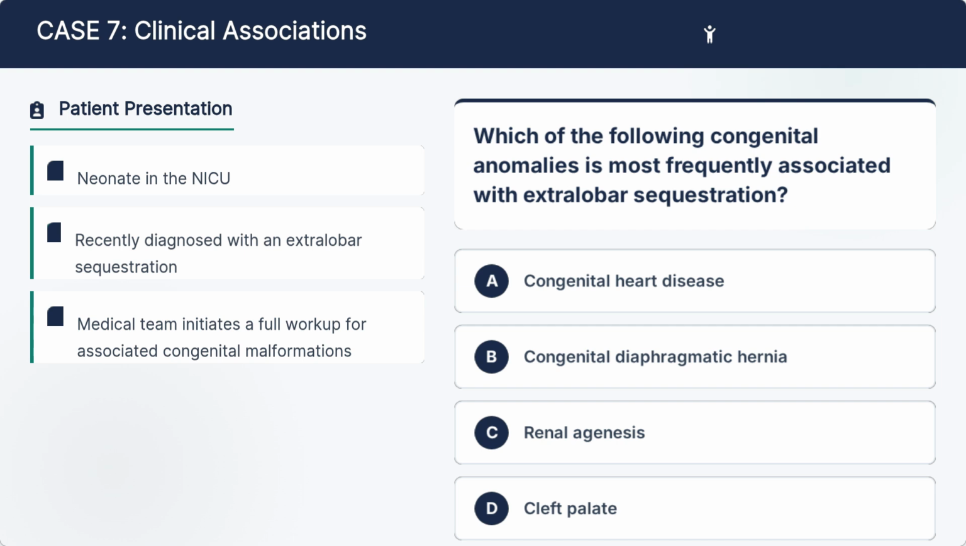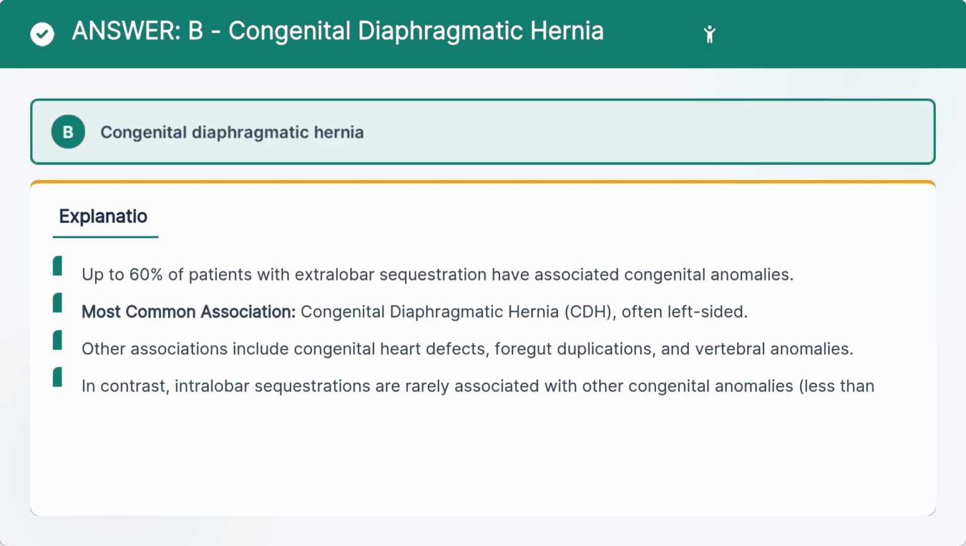Option A, tracheoesophageal fistula with esophageal atresia. Option B, congenital diaphragmatic hernia. Option C, tetralogy of Fallot. Option D, Hirschsprung disease. Think about which anomaly shares the same embryological developmental territory with extralobar sequestration. The correct answer is option B, congenital diaphragmatic hernia.